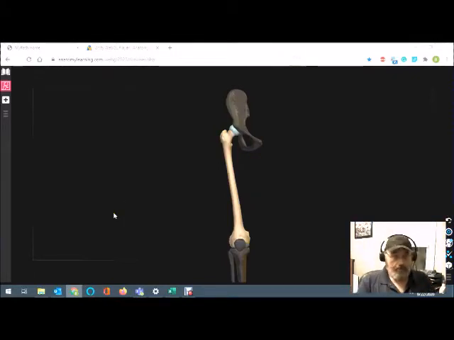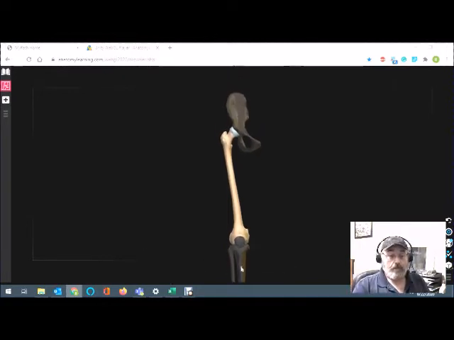Okay, so let's finish up with the lower limb, and we're going to look at the femur, the patella, the tibia, fibula, and the bones of the foot. So let's first off take a look at the femur.